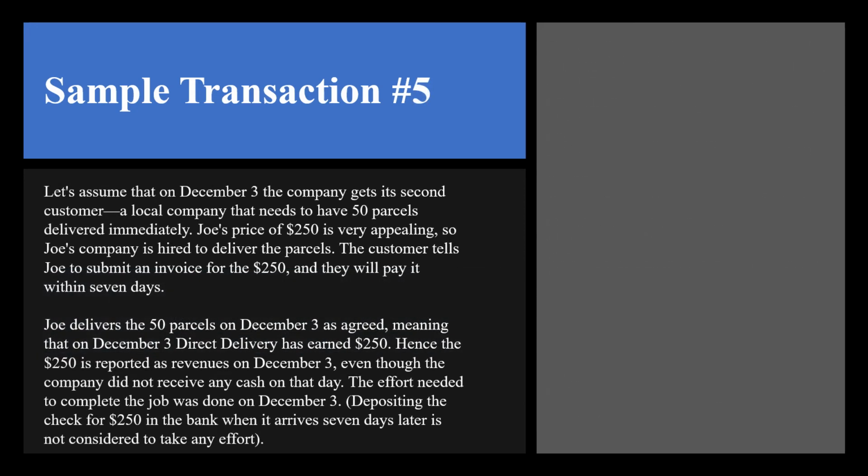Sample transaction number 5. Let's assume that on December 3rd the company gets its second customer, a local company that needs to have 50 parcels delivered immediately. Joe's price of $250 is very appealing, so Joe's company is hired to deliver the parcels. The customer tells Joe to submit an invoice for the $250, and they will pay it within 7 days. Joe delivers the 50 parcels on December 3rd as agreed, meaning that on December 3rd direct delivery has earned $250.